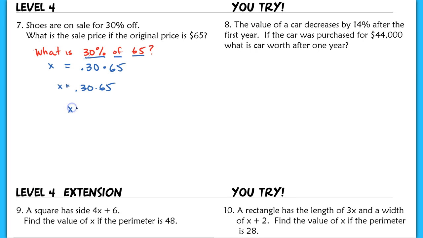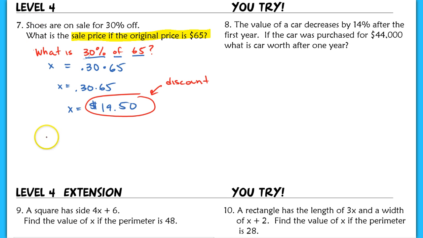Now, a lot of times, students will leave this as their final answer, $19.50. However, it asks, what is the sale price, right? The sale price is not this number here. This is how much we reduce it. This is the discount. So the actual price of the shoes will be $65 minus $19.50. So you might have to do an extra step here. Instead of stopping here at finding what the discount is, they'll ask you for the actual price. Okay, so this is why it's a 2-step problem.